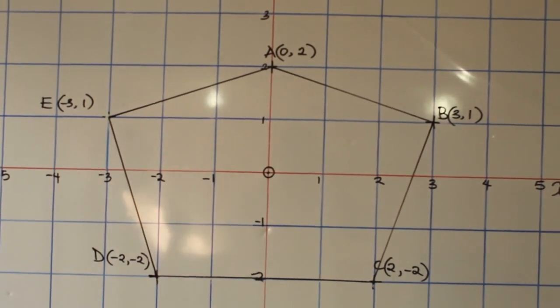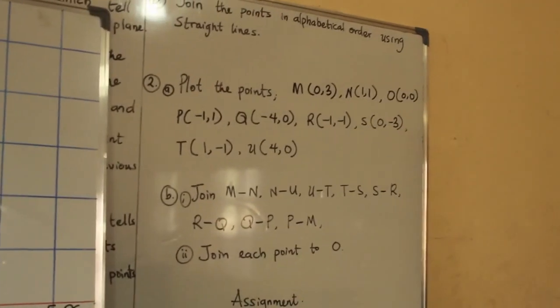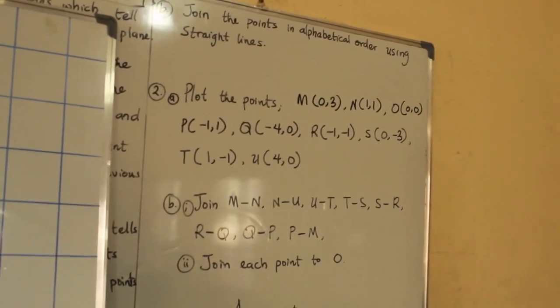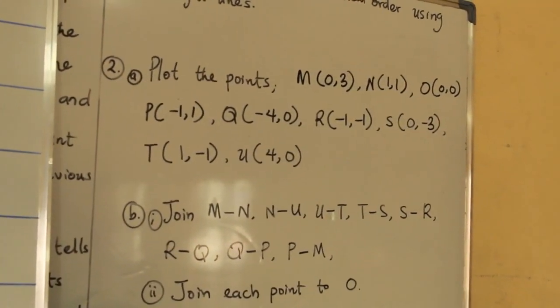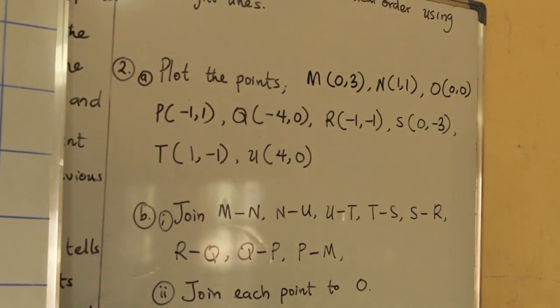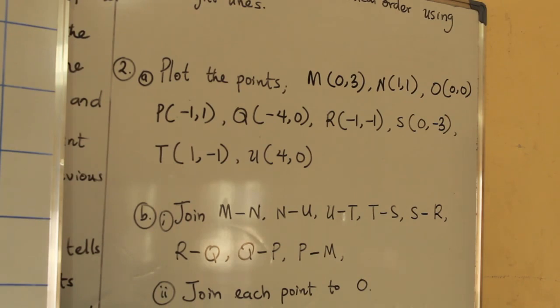We're going to take the next question again. Now, the next question is, plot the points M (0, 3), N (1, 1), O (0, 0), P (-1, 1), Q (-4, 0), R (-1, -1), S (0, -3), T (1, -1), and U (4, 0).